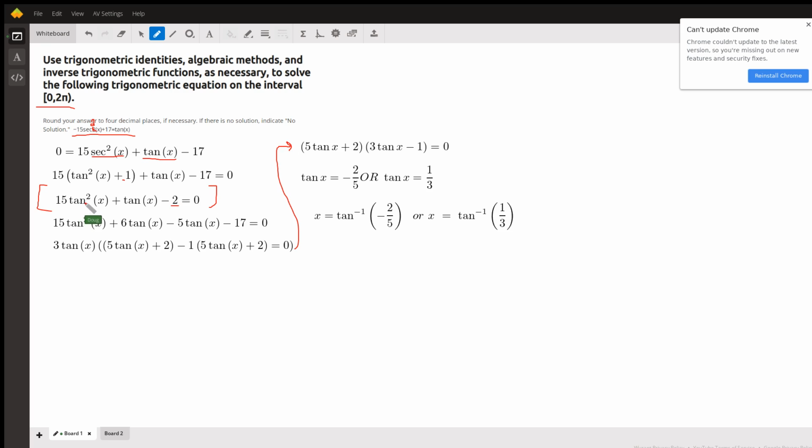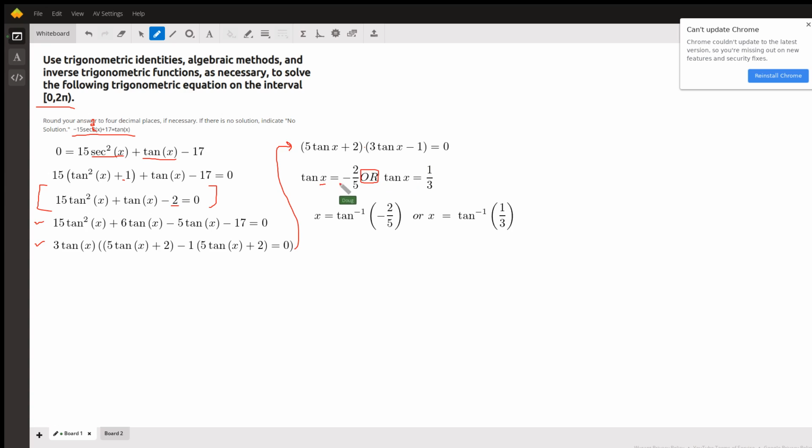So you have to factor that. And I showed the steps to use split the middle, factoring by grouping. You could also use trial and error. But it does factor into 5 tangent x plus 2 times the quantity 3 tangent x minus 1. Set each of these factors equal to 0. So the tangent of x equals negative 2/5, or the tangent of x equals 1/3.